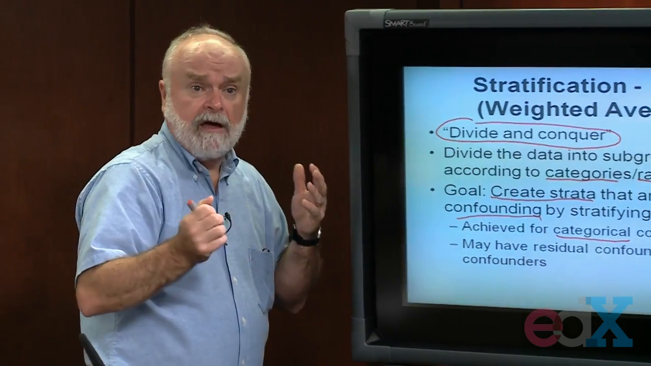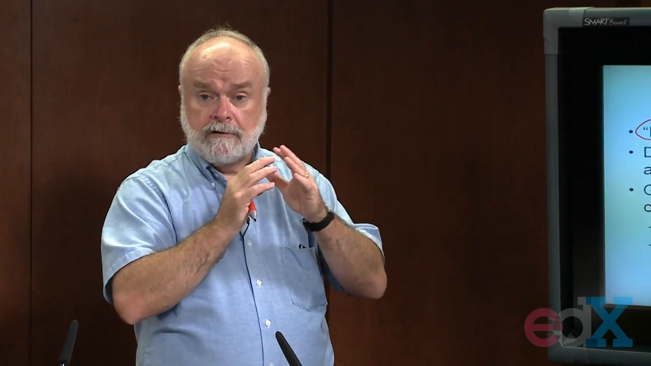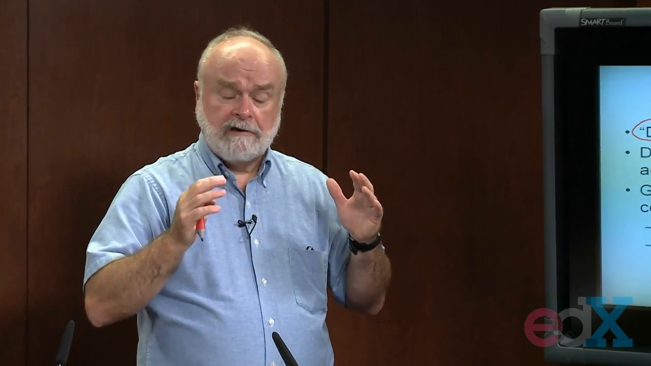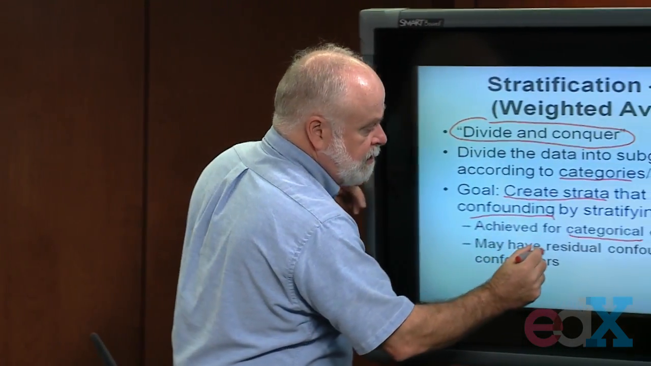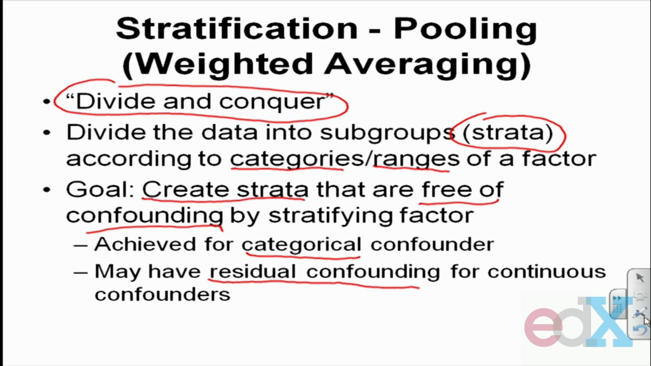If you stratify by sex, males into one subgroup, females into the other subgroup, you can have no confounding in the male subgroup because everyone's male. But if you're stratifying by age, by putting people into strata according to subranges of age, there's a possibility of still having what we call residual confounding.